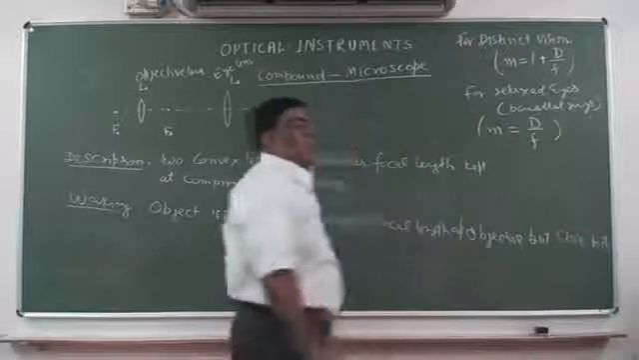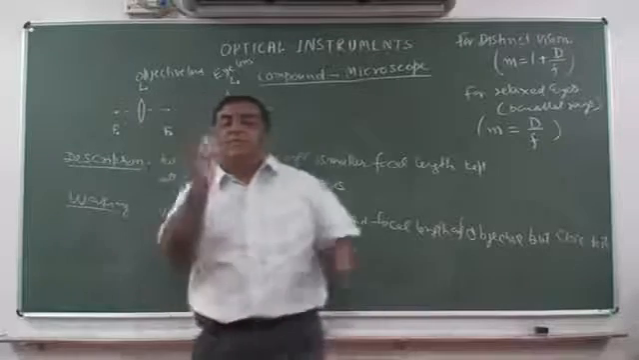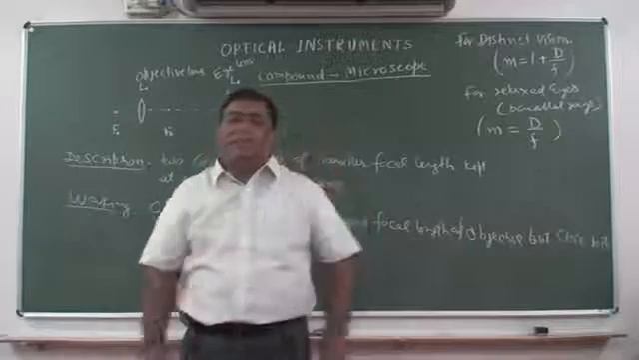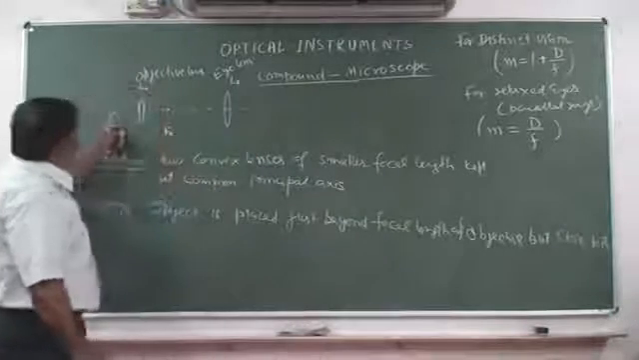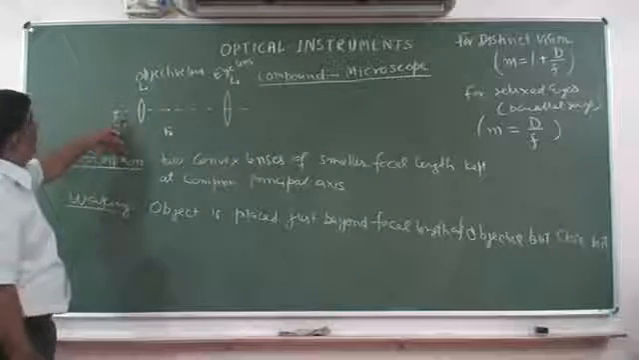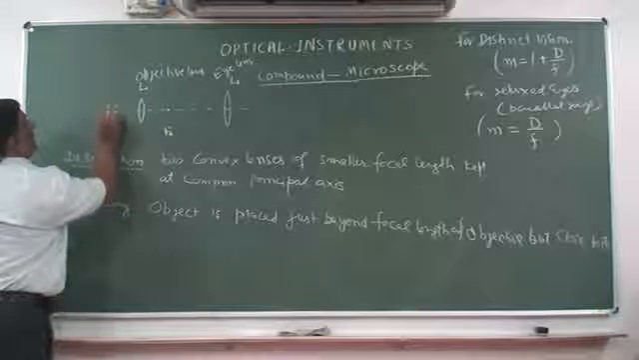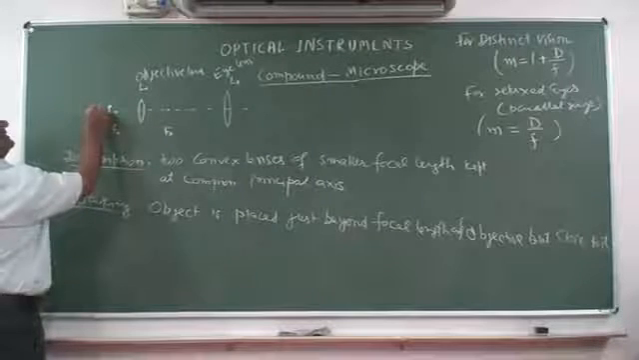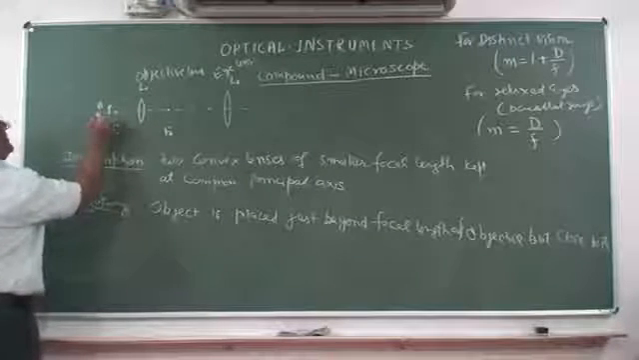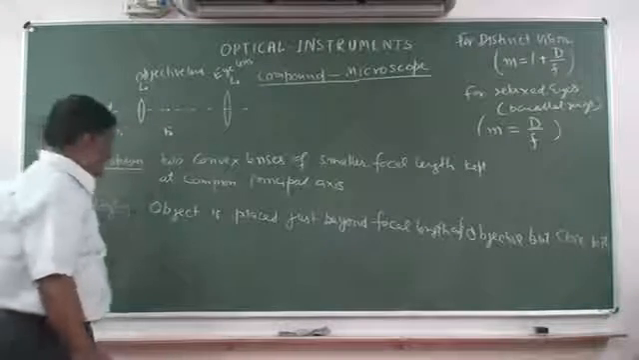Okay. So in a simple microscope, where are we keeping the object? The answer is between the focal length and the optical center. In a compound microscope, where do we keep it? Not within the focal length, but outside the focal length, somewhere here. This is AB, a very small object placed here beyond the focal length.